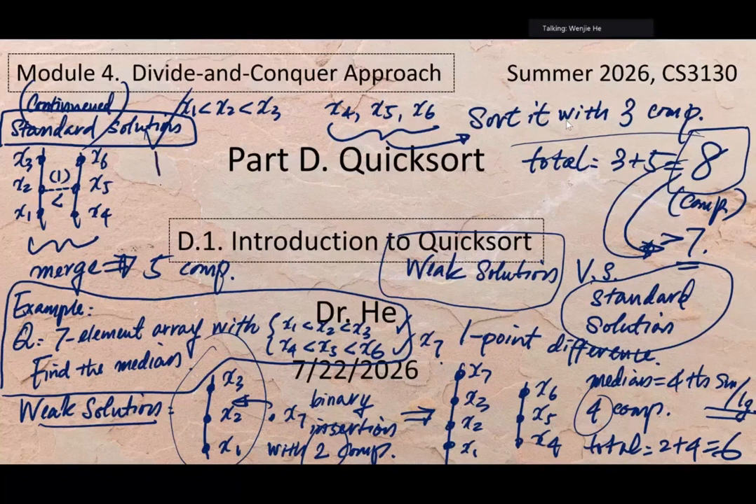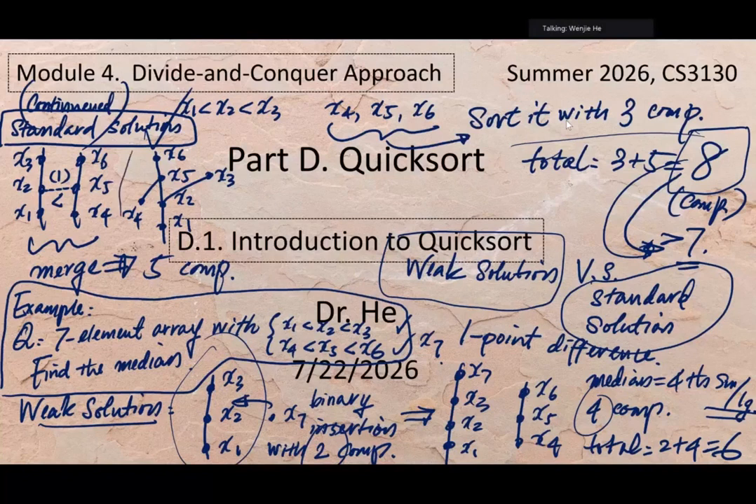So we get a longer ordered chain: X6, X5, X2, and X1. Then X4 is lower than X5, and X3 is greater than X2. So that's our new diagram. Then we do elimination.